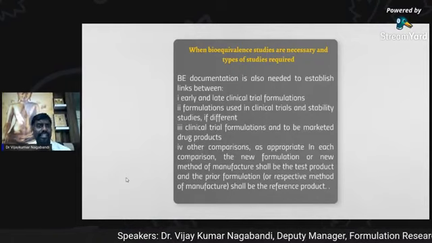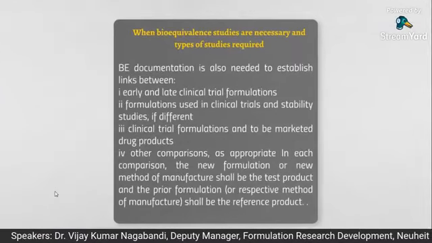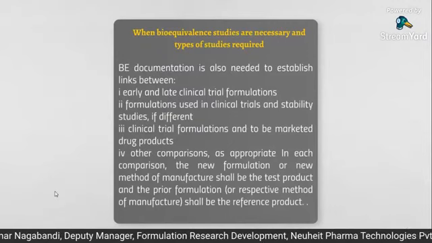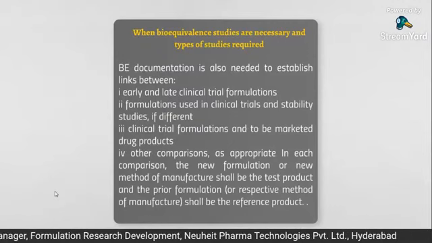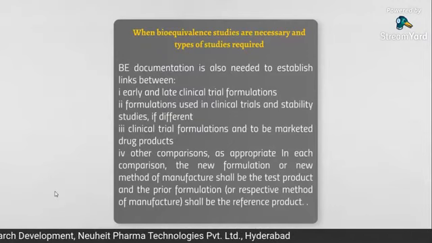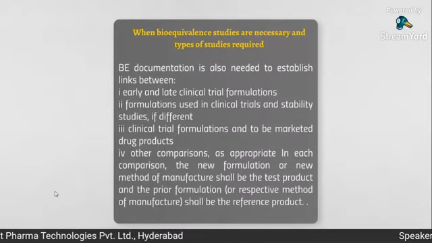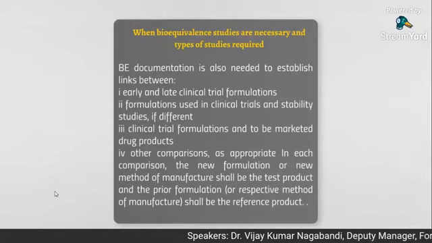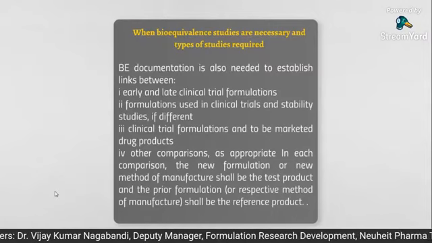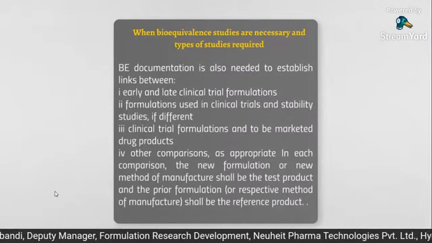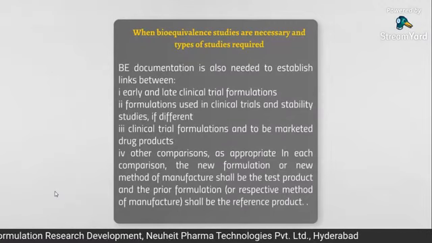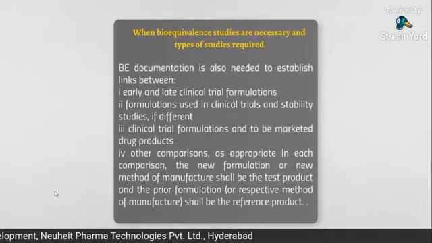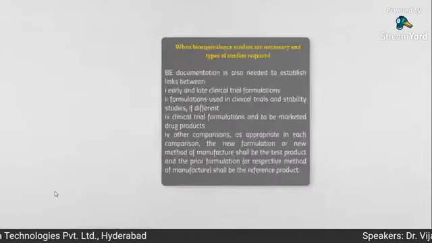And other comparisons, like if you change the manufacturing process, if you change any new formulation, if you make any changes in the formulation, before bringing that formulation to the market, we need to compare with the existing formulation. I mean, even after getting the approval, if you make any major changes in the formulation, if you change the excipient quantity or excipient you have replaced with other excipient, manufacturing process you have changed, in that case also we need to prove the subsequent formulation is bioequivalent to the existing formulation.